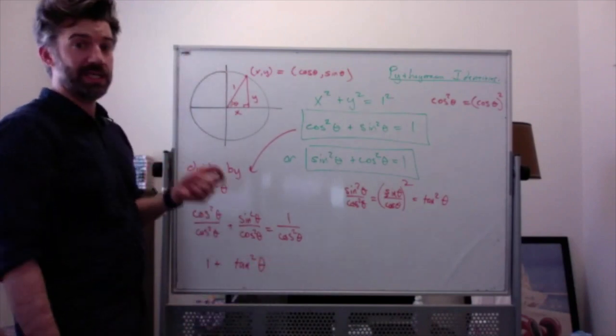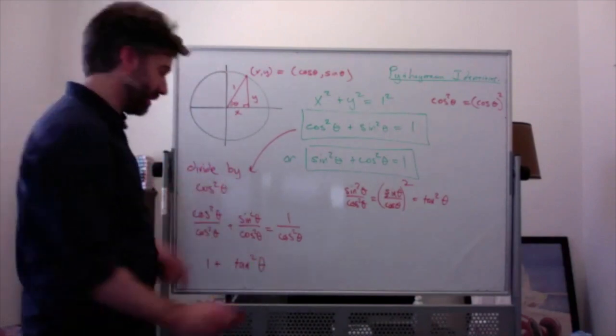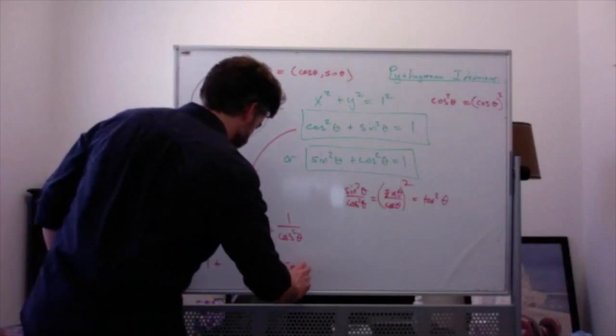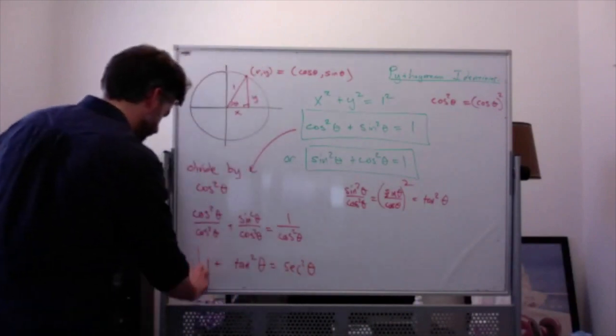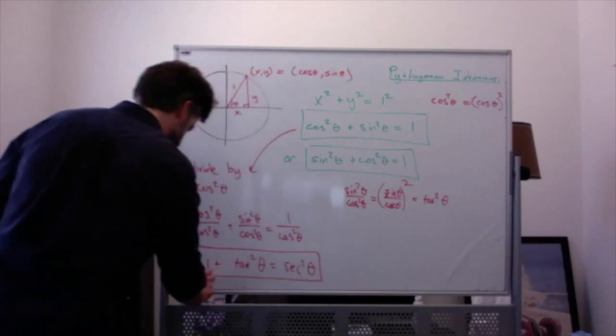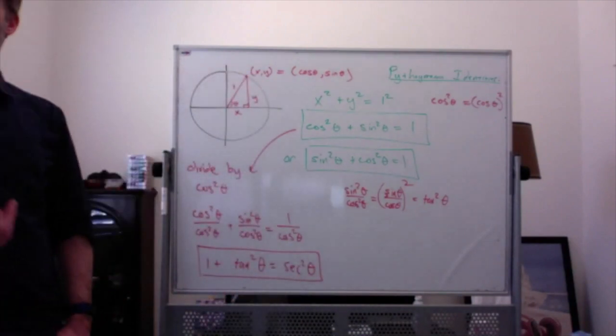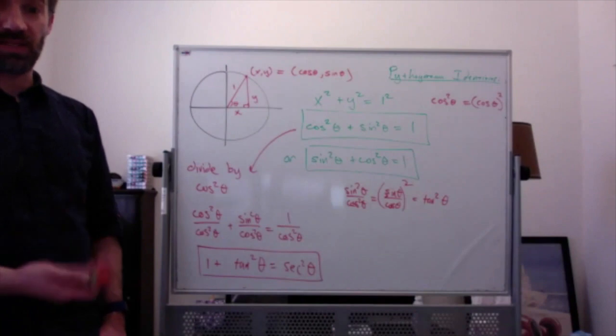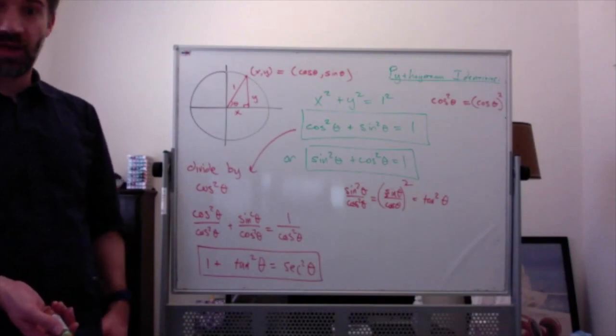1 over cosine is secant of theta. So 1 over cosine squared is secant squared theta. So there's another Pythagorean trig identity: 1 plus tangent squared theta equals secant squared theta.